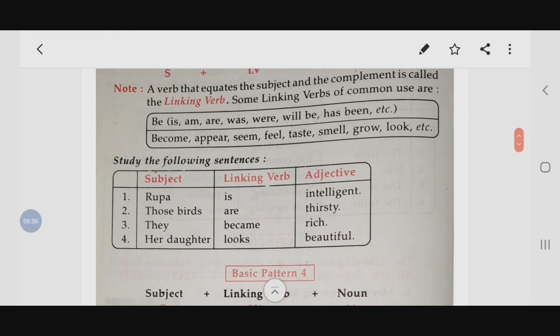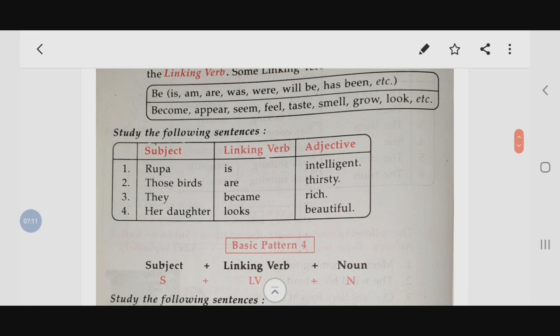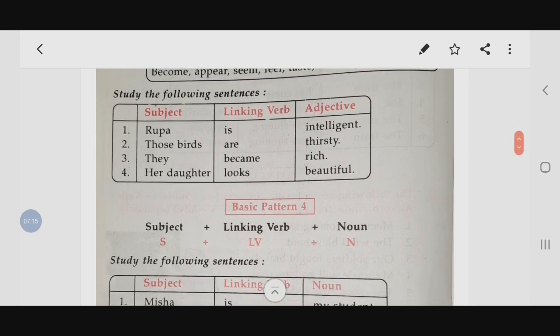Rupa is intelligent. Okay, Rupa is intelligent. You can also call it SVC. Okay, SVC, subject verb complement. Rupa is intelligent. Those birds are thirsty. They became rich. Her daughter looks beautiful. Here the next pattern.